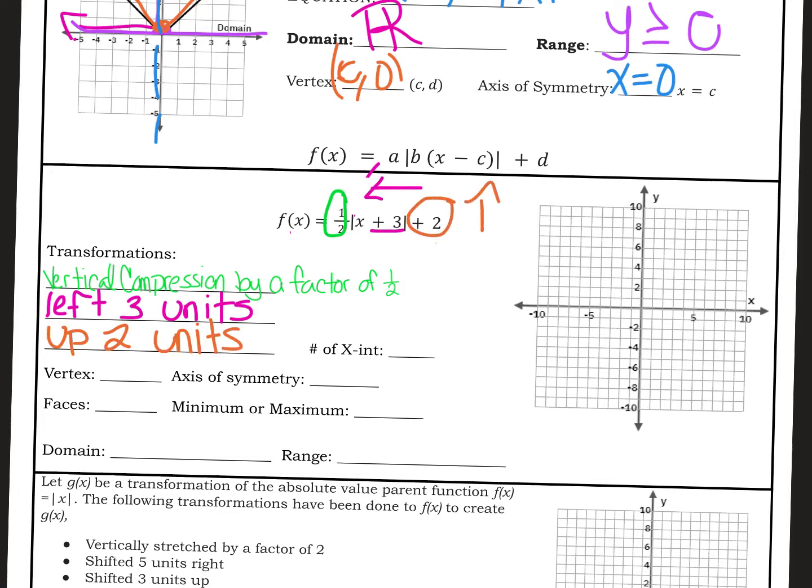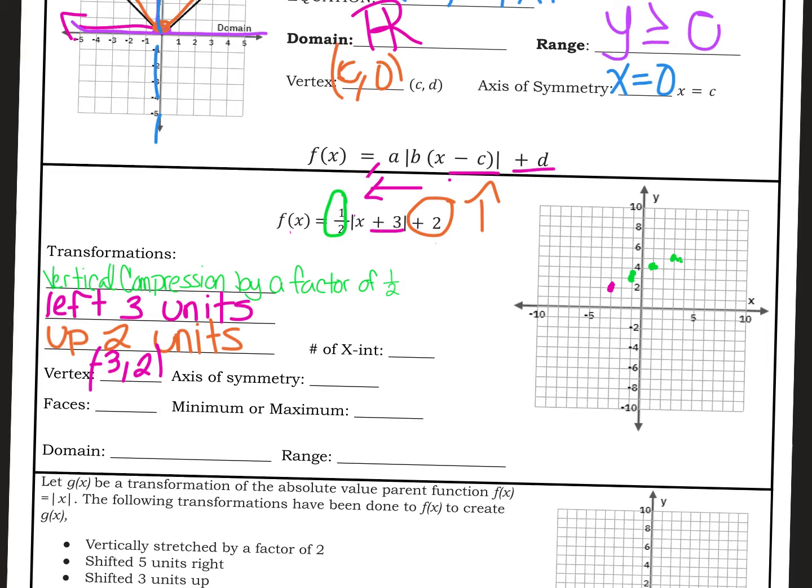Okay, so our vertex is our C and D. In this case, a -3, because I went 3 units left, and a positive 2. So let's go ahead and plot that point. Now that we have the vertex plotted, we can use our 1/2 to guide us in graphing. So just like slope, we're going to go up 1 box and to the right 2. And I can repeat that process, up 1, right 2, until I run out of room. I'm going to stop there with 3 points.